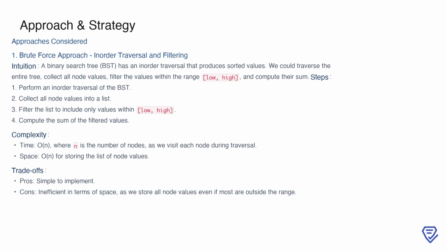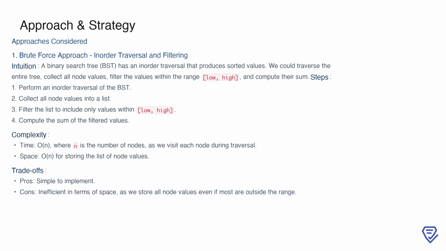To solve the Range Sum of BST problem, let's first consider a straightforward approach, the brute force method using an inorder traversal. The intuition here is based on the property of binary search trees where an inorder traversal gives us sorted node values. By traversing the entire tree, we can collect all the node values into a list.